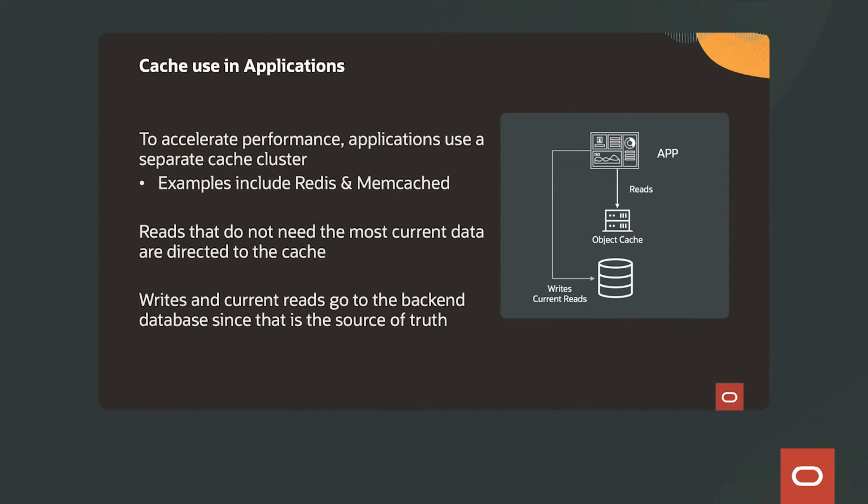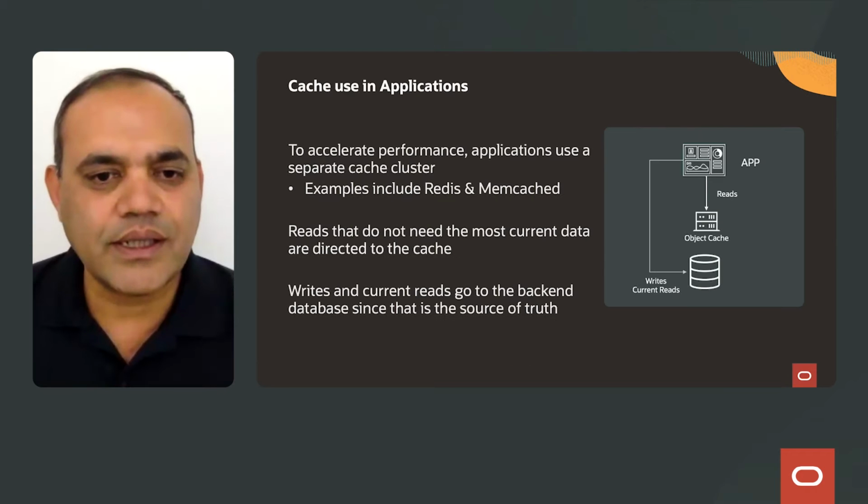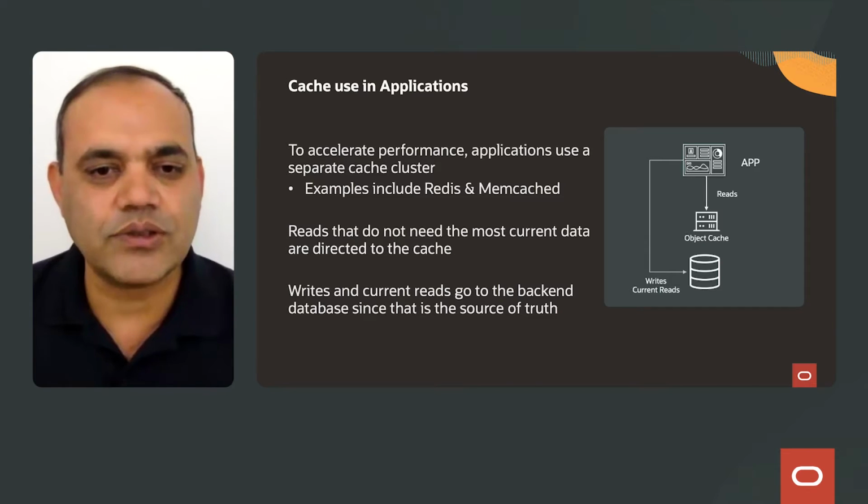I'm going to be talking about how to accelerate your applications with True Cache, which is a true SQL and object cache. To accelerate performance, applications use a separate cache cluster. Examples of such cache clusters include Redis and Memcached. Reads that do not need the most current data are directed to the cache. Writes and current reads go to the backend database since that is the source of the truth.